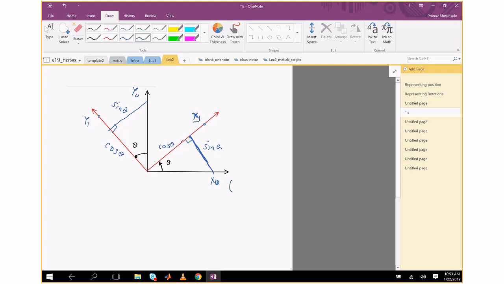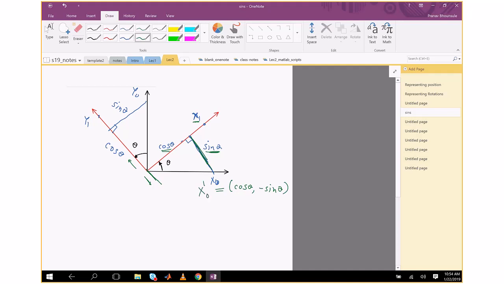Now I'm going to find x0 in frame 1. So that would be cosine theta for the x. And then for sine, we can see that that is along the negative y-axis. So it's going to be negative because this is positive and that's negative. So this is the coordinate of x0 in frame 1.